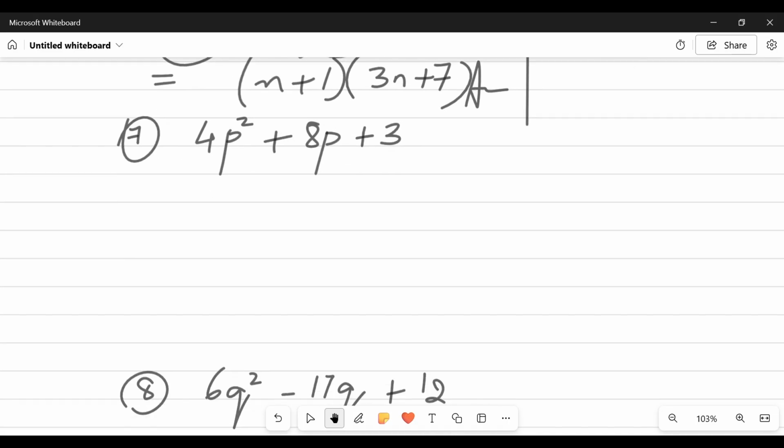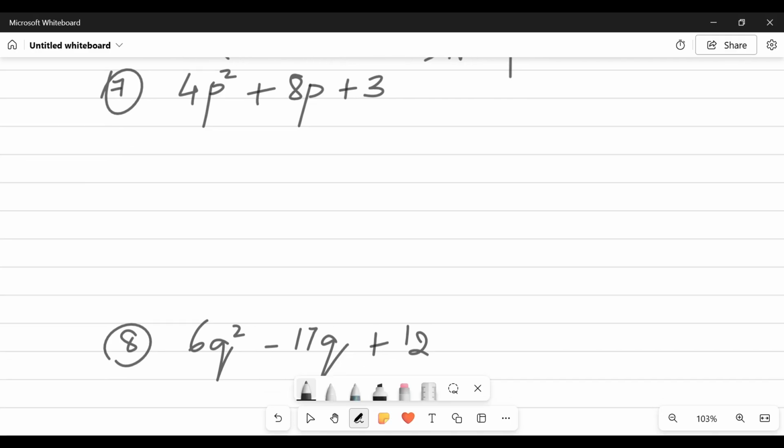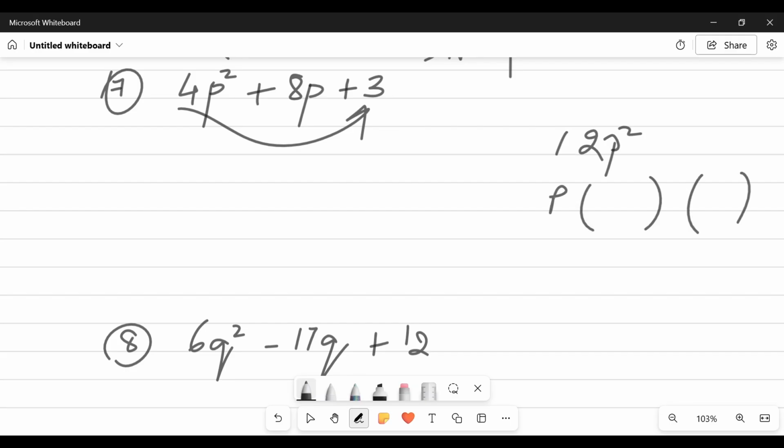Okay. Number 7. Again, multiply 4 with 3 gives you 12p square. We need to find out two factors. When you multiply, you get 12. When you add, you get 8. Check with 2 times. 2 sixes are 12. 2 sixes are 12. When we add 6 and 2, we get 8. Yes, we have found. 2 sixes are 12.